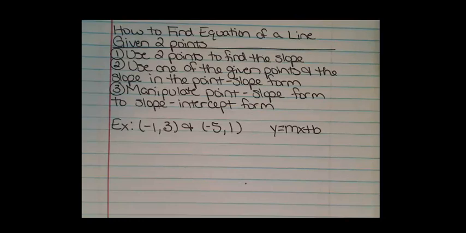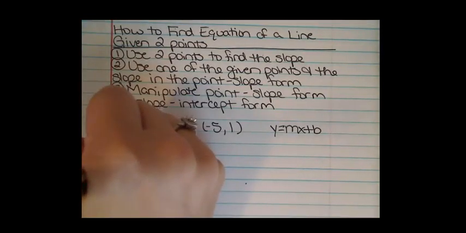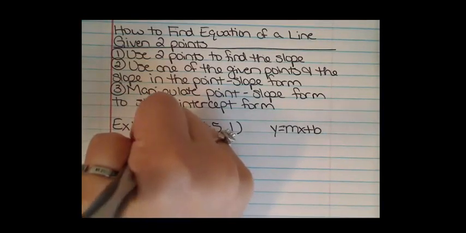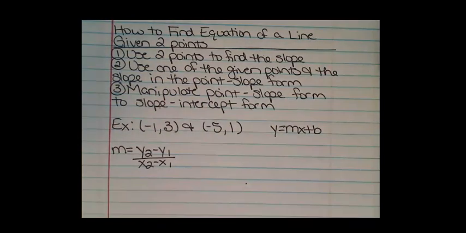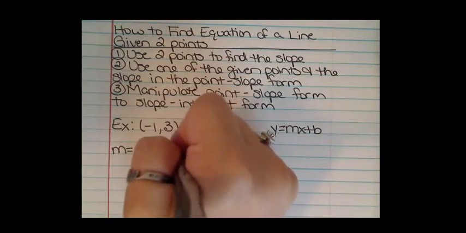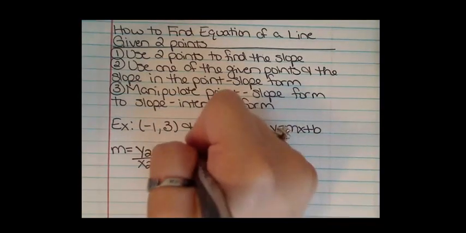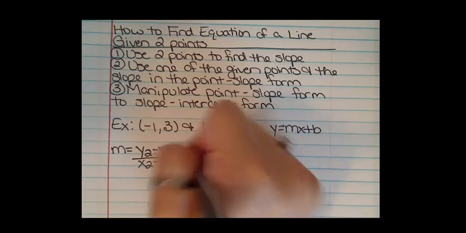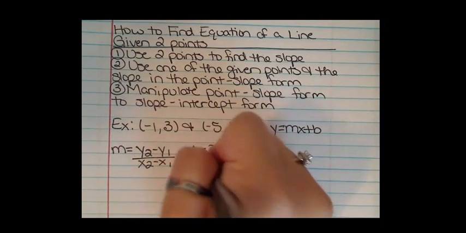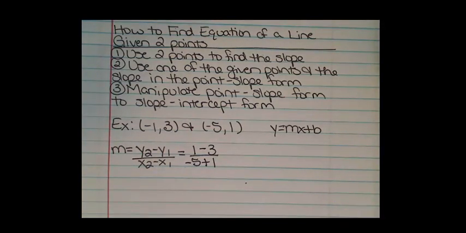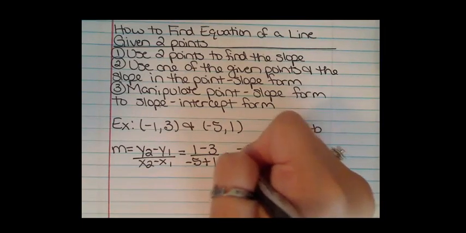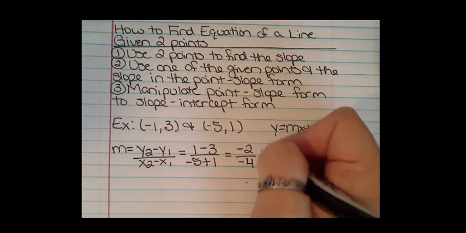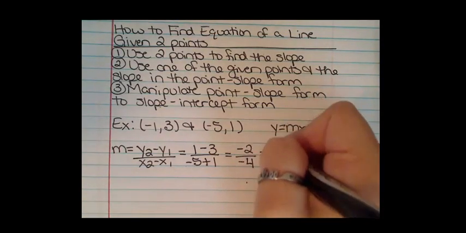You might need to remember that m is y2 minus y1 over x2 minus x1. So we have 1 minus 3 over -5 plus 1. And that equals -2 over -4, which equals 1/2. So now we have our slope. We know m equals 1/2.